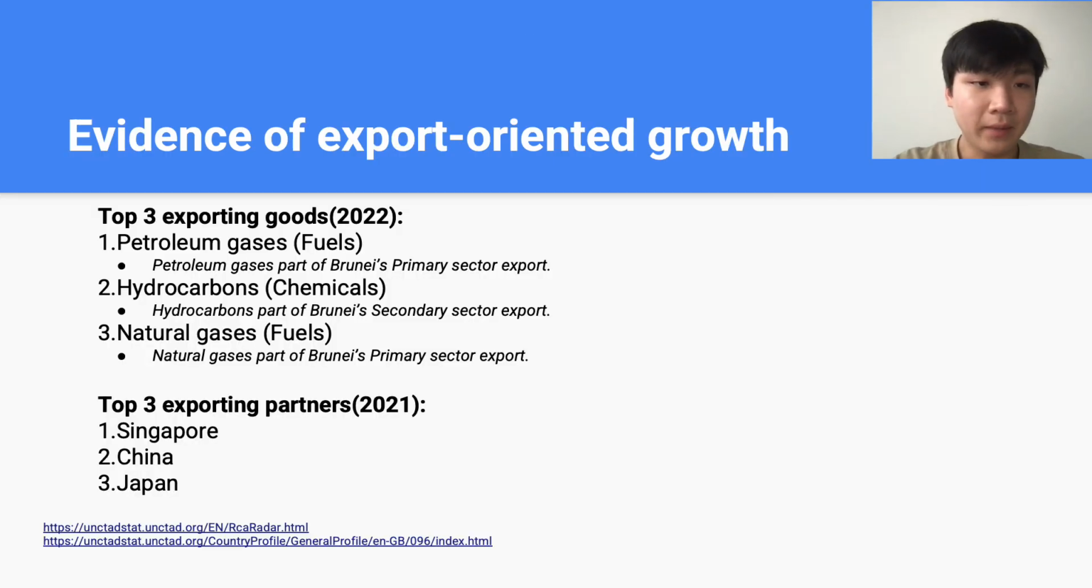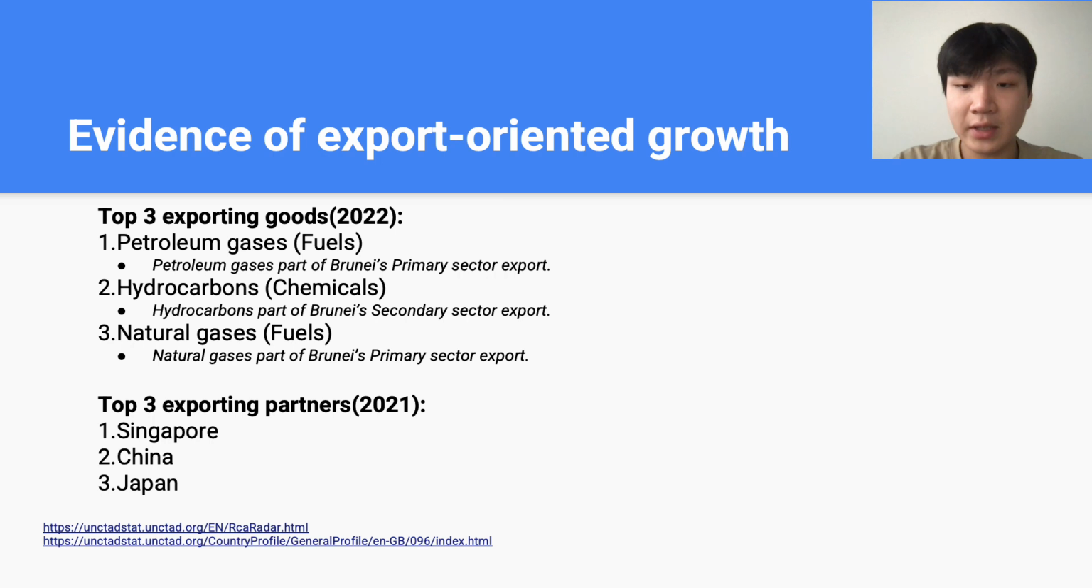Following by that, we will be talking about the evidence of export-oriented growth. The top three export goods for Brunei are petroleum gases, hydrocarbons, and natural gases. Brunei's focus on exporting gases and chemicals, particularly in the form of liquefied natural gas, is primarily driven by its significant natural resources endowment and economic opportunities that arise from it.